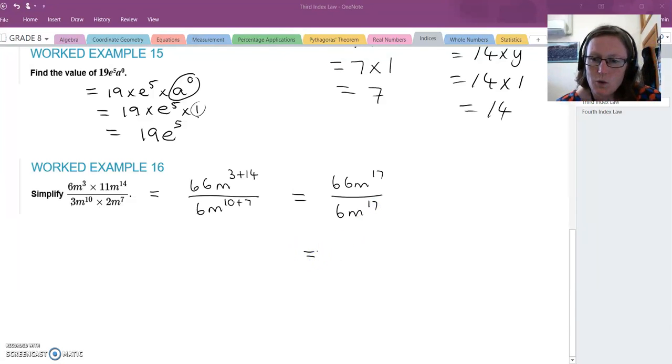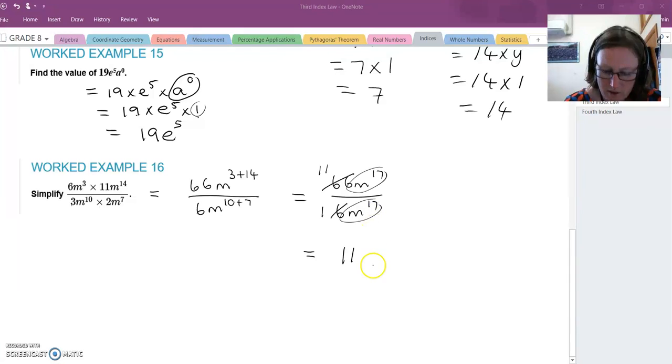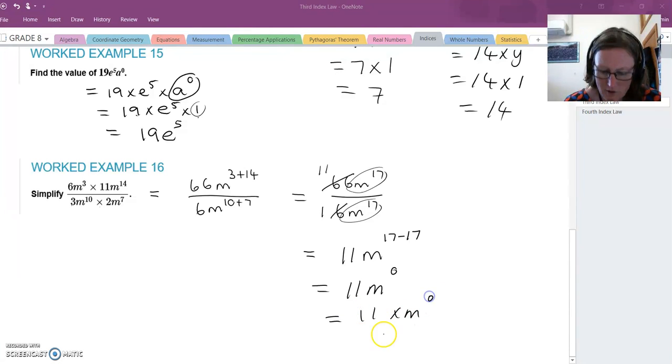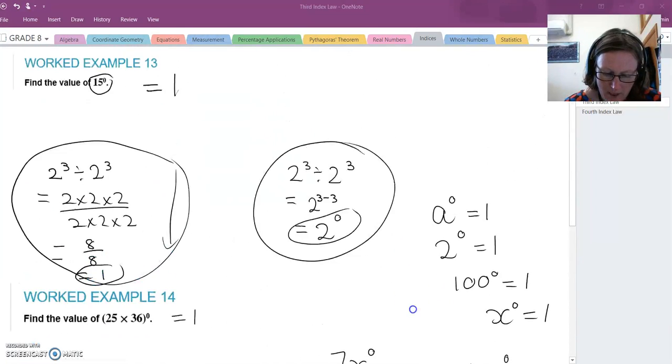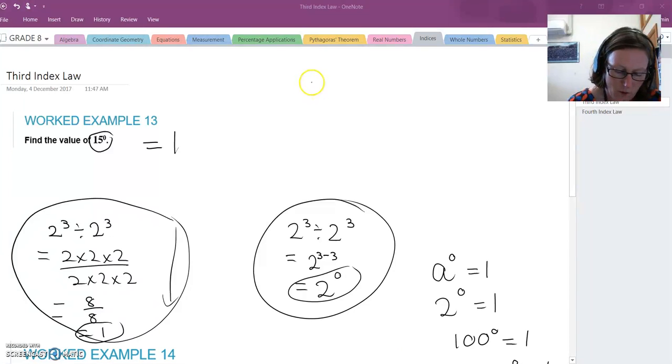Now I'm going to use index law 2. It's a division. So I say 6 goes into itself once, 6 goes into 66 11 times. So it's 11, and the bases are the same and it's a division, so I subtract the indices, so it's m to the 17 take 17, which gives me 11m to the 0, which is 11 times m to the 0, which is 11 times 1, which is 11. Alright, these last two are a little bit harder, but the main thing to remember for the third index law is that anything raised to the power of 0 is 1.